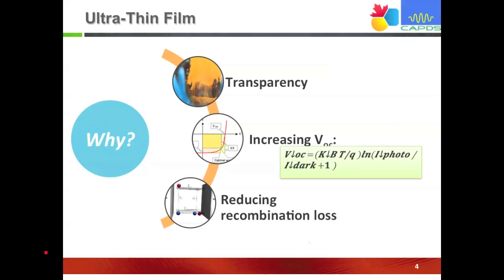So for all the thin films, the main reason that we want to work on them is the transparency. The second reason is that by decreasing the thickness of the absorbing layer, one advantage is that we could increase the open circuit voltage by the relation that we know. Anyway, since we decrease the thickness, the dark conductivity or the dark current is going to decrease, and by decreasing the dark current, we could increase the open circuit voltage by a logarithmic relation.